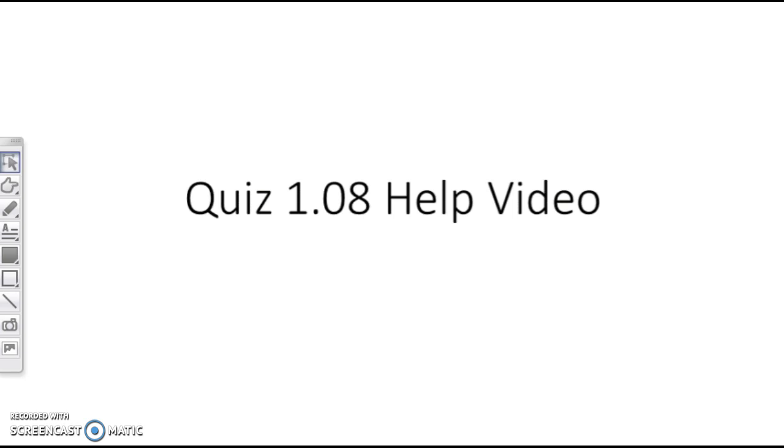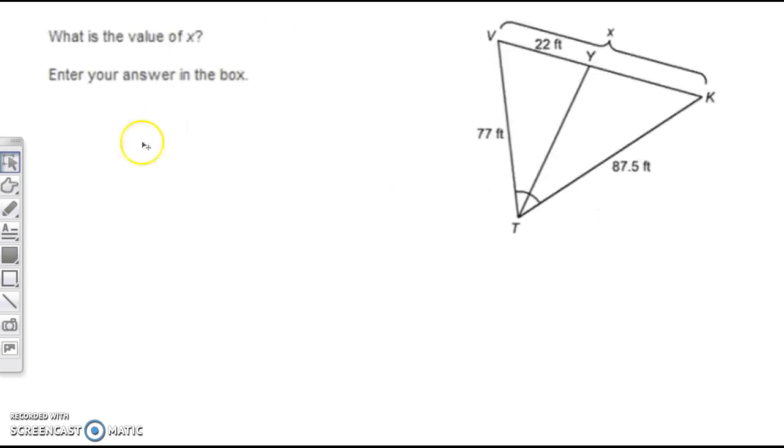So I think this is a fun quiz, and by fun I mean challenging. This is a more difficult quiz, so let's work through it together and make sure you understand. So this one says, what is the value of x? Alright, so we have an angle bisector here.